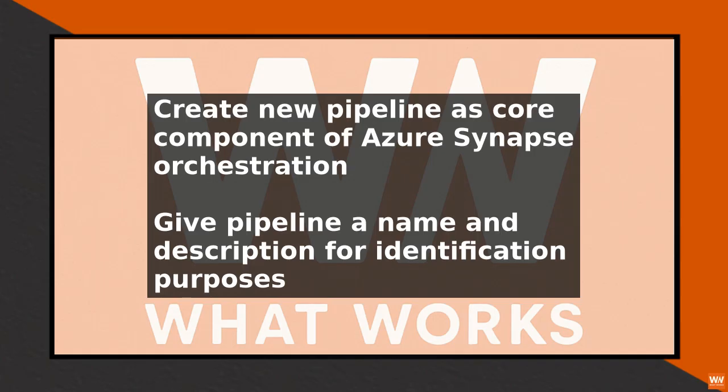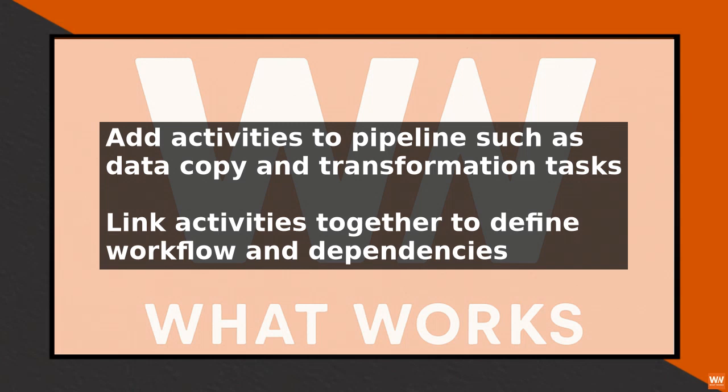After adding activities to your pipeline, you need to link them together to define the workflow. To do this, click on the output of one activity and drag it to the input of the next activity. This will create a dependency between the two activities.